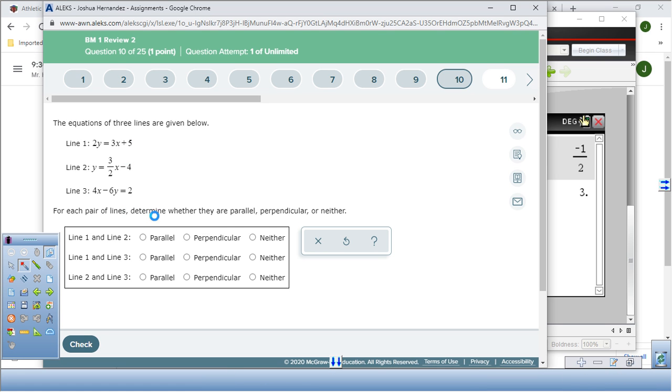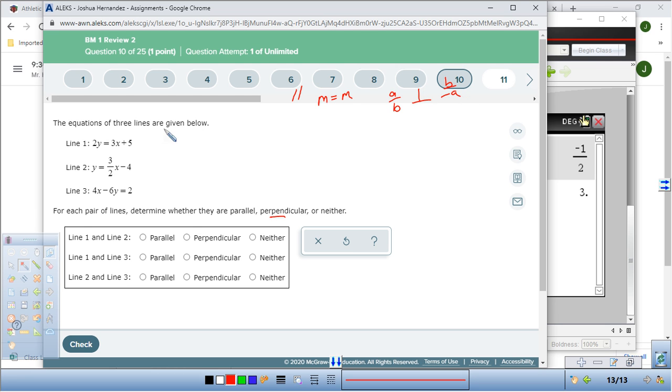This one's asking, determine whether they're parallel or perpendicular. So parallel means to have the same slope. M's are equal, M equal to M. And perpendicular would mean that you'd have A over B, and then you'd have B over a negative A, negative reciprocals.